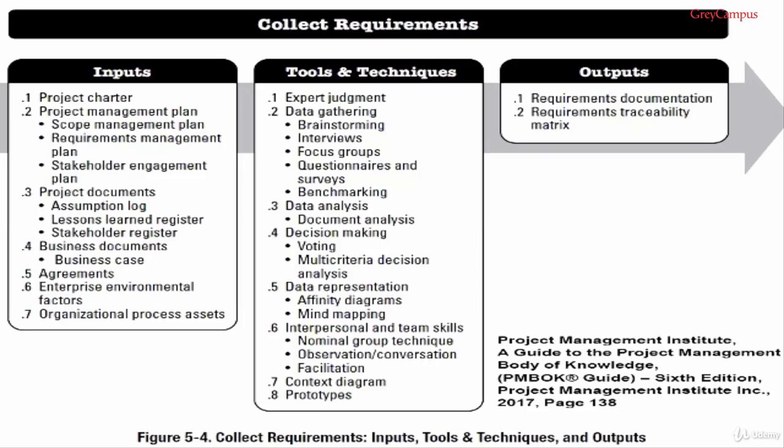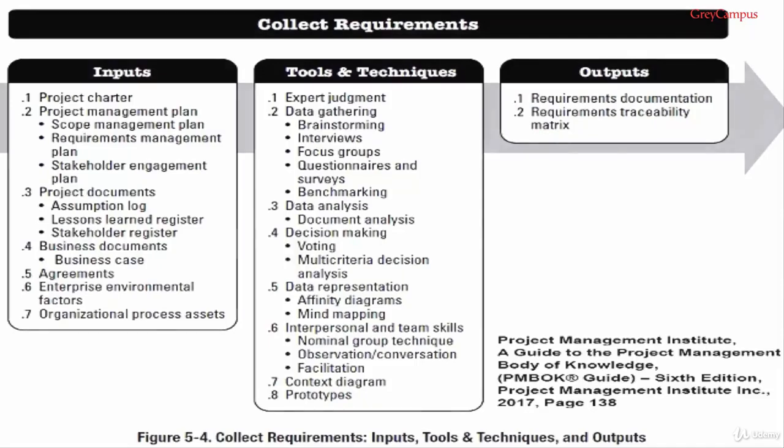The final output is number 2. Traceability matrix, which I've mentioned before. It links requirements to the individual requester or requester group and shows the justification and current status. Please see figure 5.7 in the PMBOK guide. Examples of a traceability matrix are on page 149 of the PMBOK guide. So this brings us to the end of collect requirements. The next lesson is 5.3, define scope.